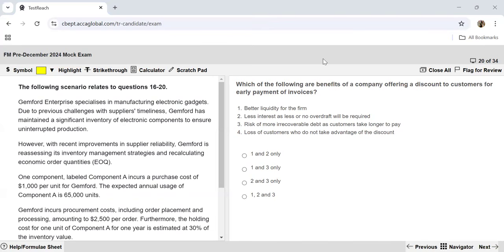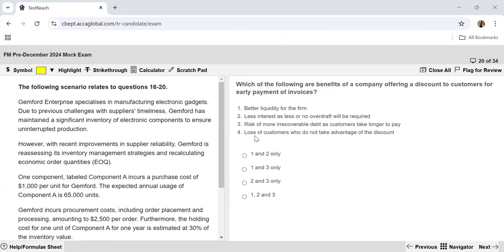Let's have a read at the third one. Risk of more irrecoverable debt as customers take longer to pay. Now, if you are offering an early settlement discount, then definitely they are going to pay earlier. So it becomes a little bit less risky. So the third will be eliminated. The fourth one says loss of customers who do not take advantage of the discount. Now, this is not necessary, and obviously, this is also not a benefit. You were asked about benefits. Risk and loss can never be the benefits. So, 3 and 4 get eliminated.